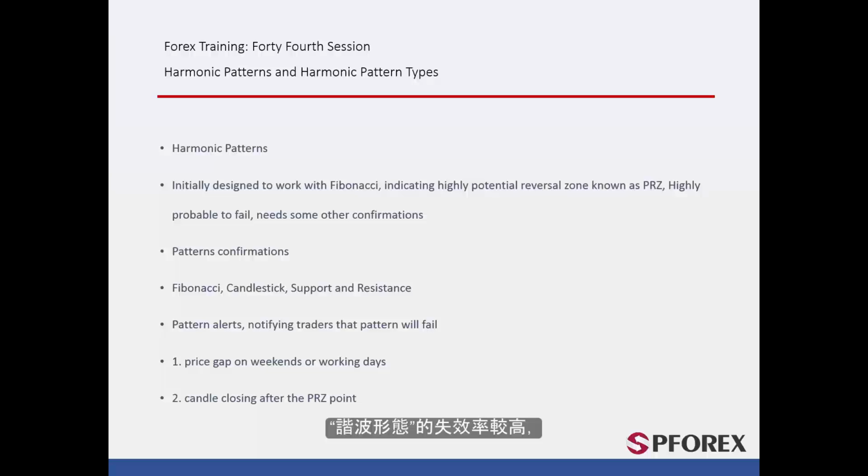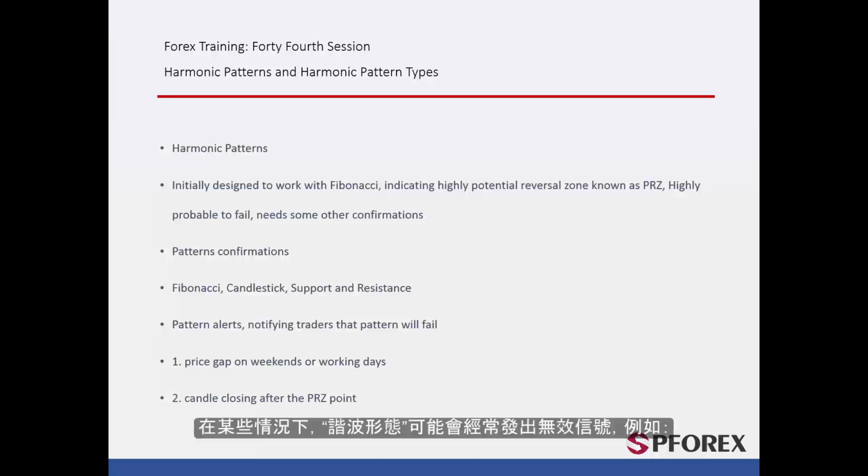Failure probability of harmonic patterns is high, thus a trader must combine it with other confirmations if he or she wants to place an order on the basis of a harmonic signal. Confirmations can be derived from candlestick patterns, indicators, overbought and oversold regions, Fibonacci levels, or strong support and resistance lines.